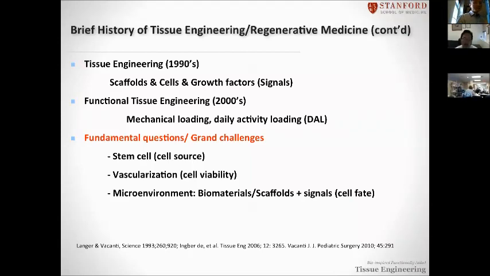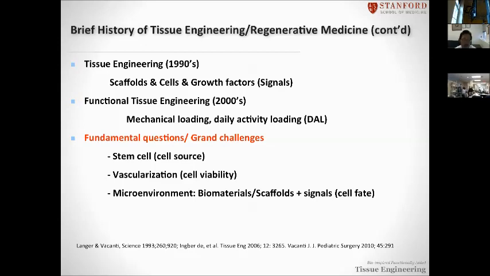Second, once you have a quantity of cells, the cells have a large volume, so how does each individual cell get nutrients or oxygen? That's the function of vascularization. That's about cell viability. Cell viability is considered the biggest enemy in our field.